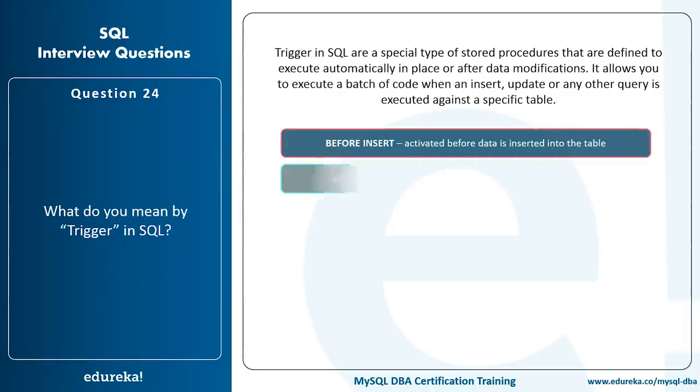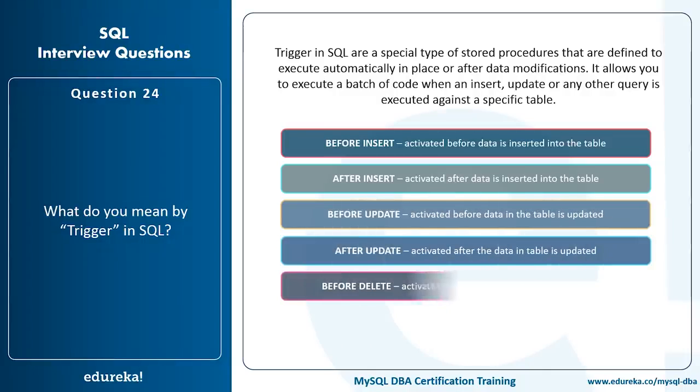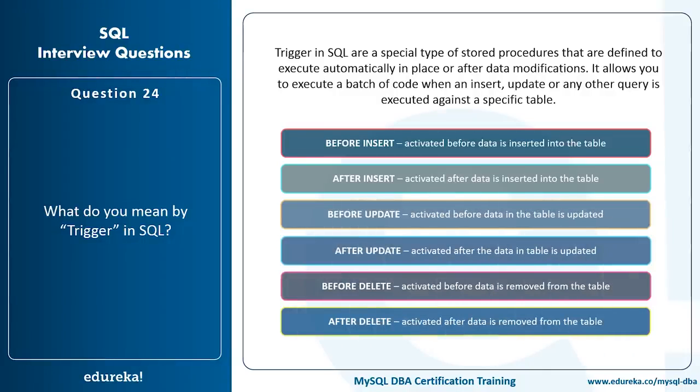That's the before insert, after insert, before update, after update, before delete, and after delete. So basically the two main key terms that you need to understand are before and after. These are applied on the insert, update, and delete commands. The before insert is activated before the data is inserted into the table. The after insert is activated after the data is inserted into the table. The before update is activated before the data in the table is updated, and the after update is activated after the data in the table is updated. The before delete is activated before data is removed from the table, and after delete is activated after the data is removed from the table.